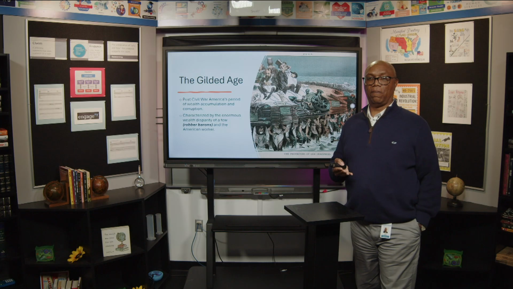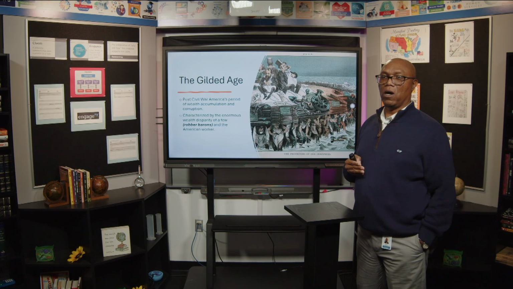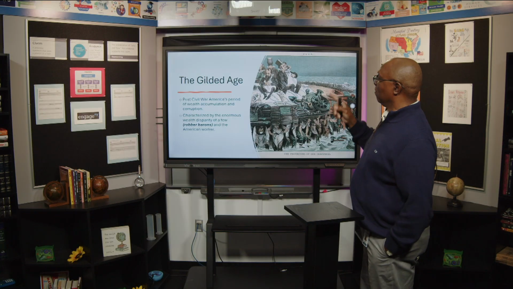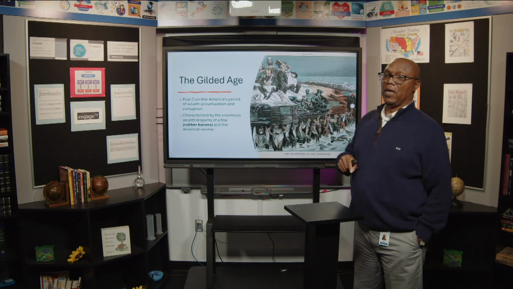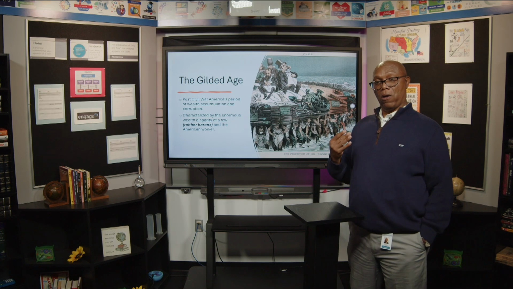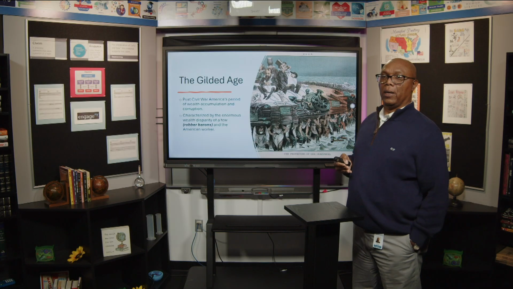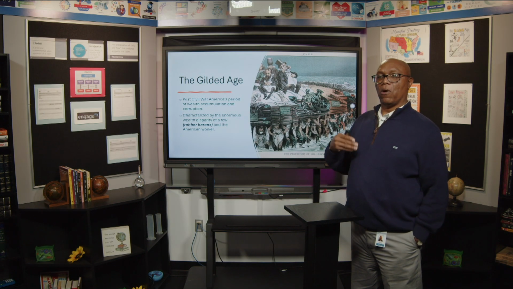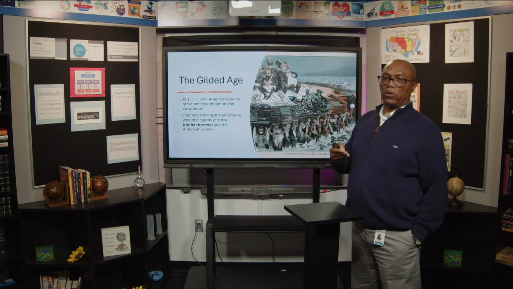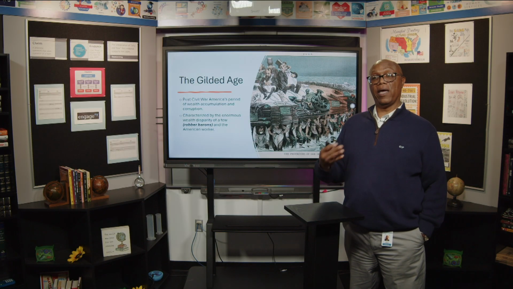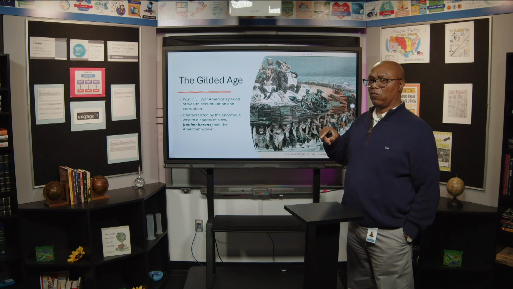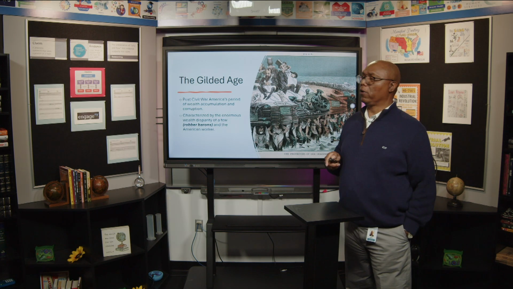Now, the Gilded Age is that period in American history right after the Civil War up until around 1900 or so. It is the post-Civil War American period of wealth accumulation and corruption, characterized by the enormous wealth disparity of a few robber barons and the American worker. It was a term that was created by one of our most well-known American authors, Mark Twain. He wrote this essay of sorts, and what he basically talked about was an America that was gilded in gold. In other words, it looked like gold, but if you dug beneath the surface, you would see some things that weren't very pretty.